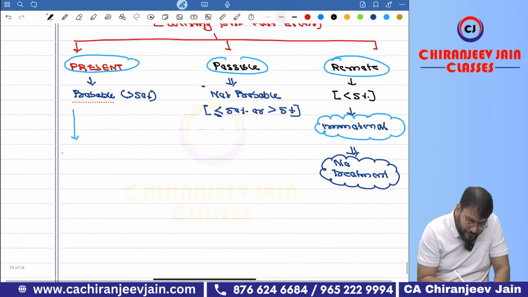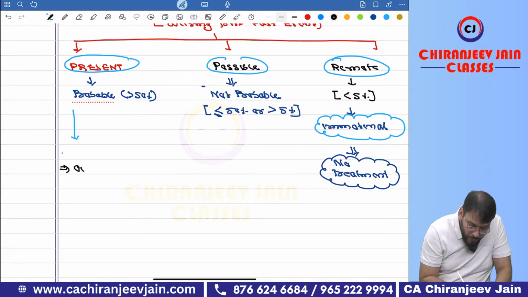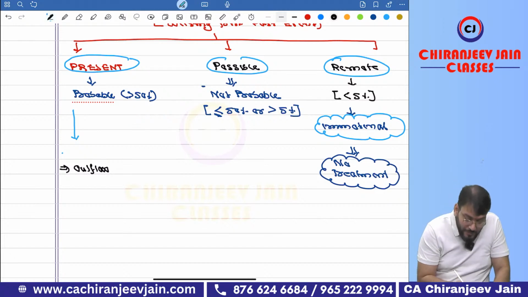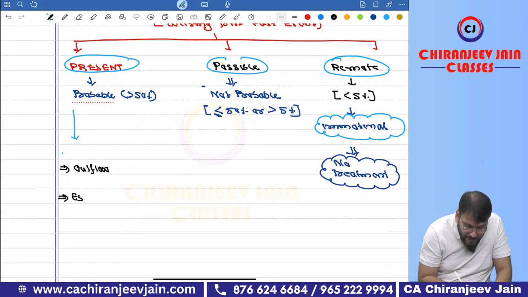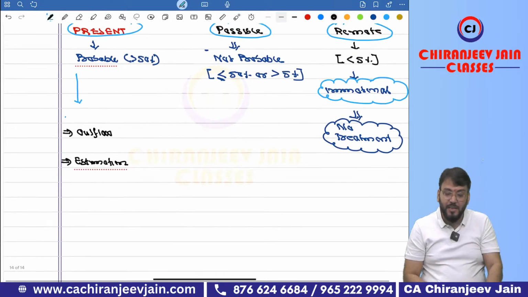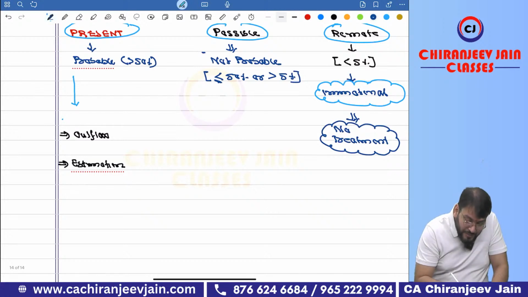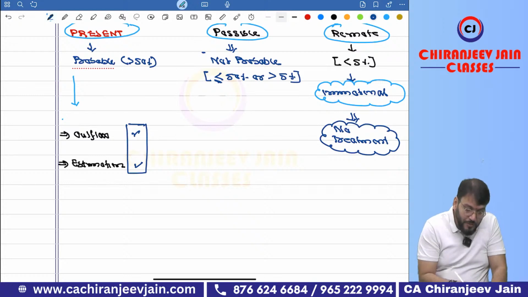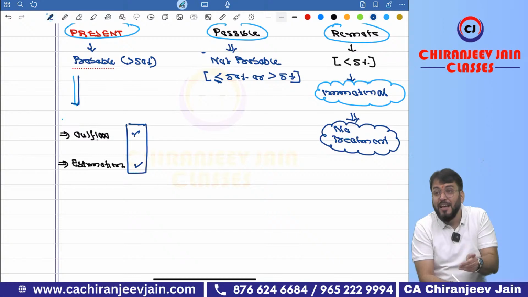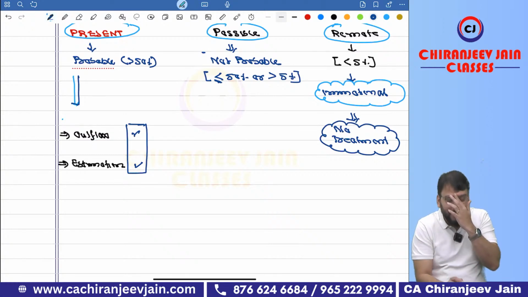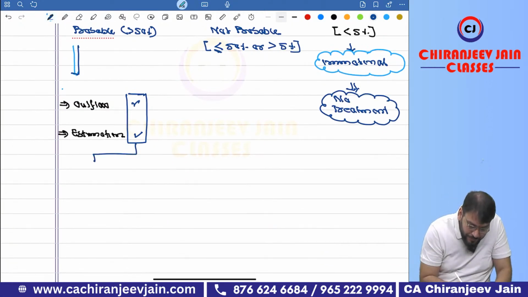Second condition is outflow. I am writing only outflow. Third condition is estimation. Correct? Means if these also are satisfied, there is a present obligation, outflow of resource is probable and amount can be estimated, then this will give rise to a recognized provision.